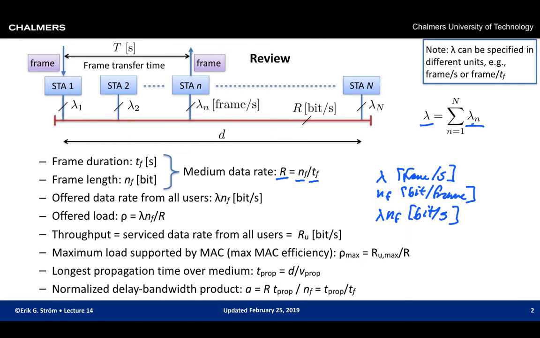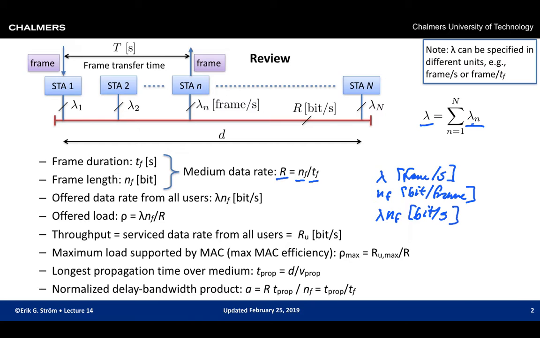Another way to say that is, is it a lot of traffic or not a lot of traffic? Well, then one can calculate the offered load, which is the ratio between the data that the nodes would like to transmit, lambda nf. These are the number of bits per second that the nodes would like to transmit. And we divide that by r, which is the capacity of this medium. So this is the offered load.